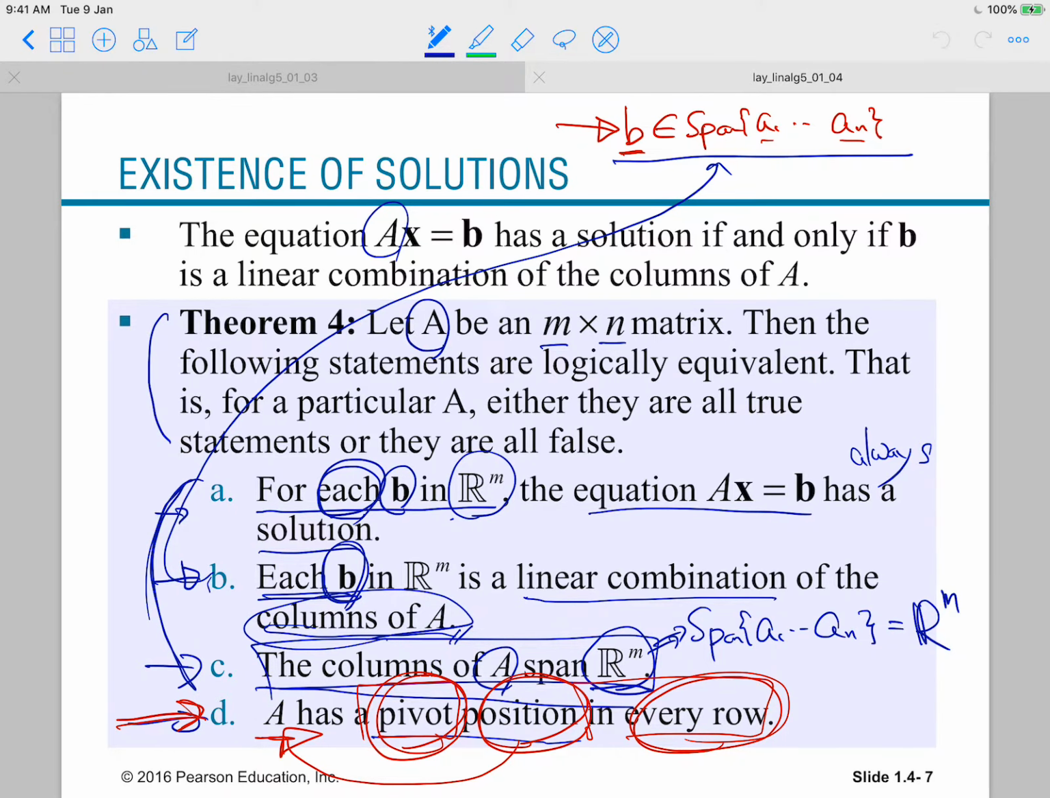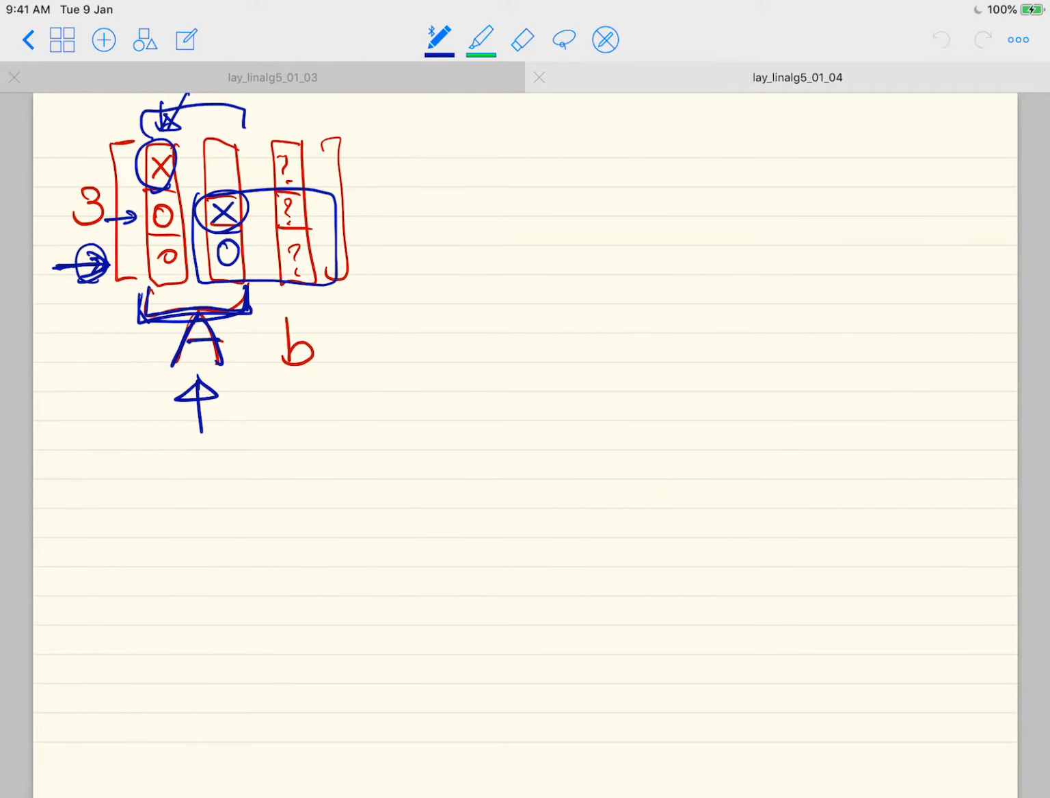In this case, we may have a solution if we are given some kind of a lucky vector B, so we still have a chance to have a solution. But if we have an unlucky B, some other B vector, then we cannot have a solution. In other words, we cannot guarantee that this linear system always has a solution, right? So this is not possible.